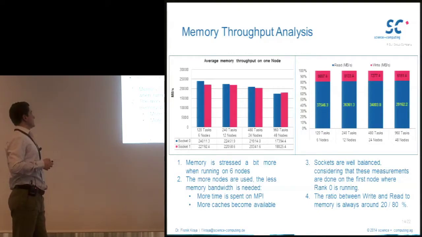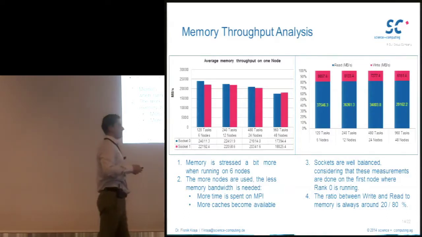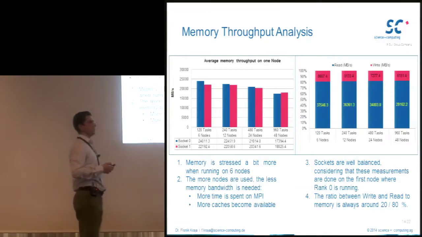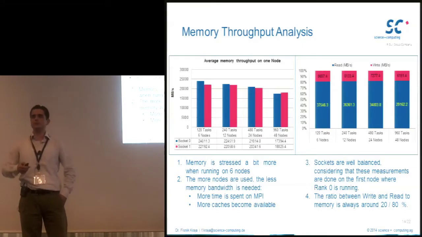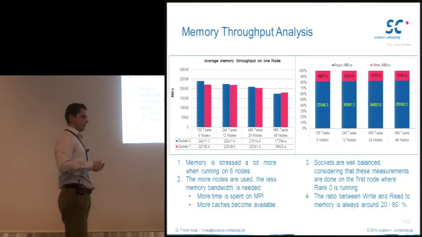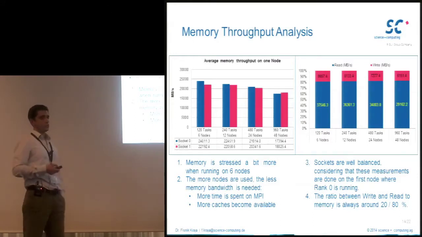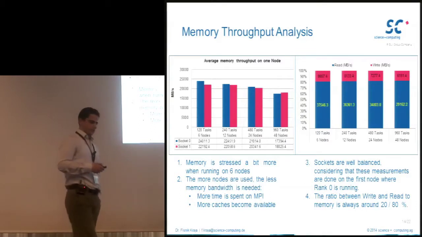And we can see a small tendency to go down. So when we increase the number of nodes, we need less memory throughput, and we think this is coming because of the fact, first, that the MPI communication increases and you're losing more time in MPI, and the memory links are a bit more relaxed, but also because with more nodes you have also more caches and you don't need to go to the memory if you really can exploit the caches.